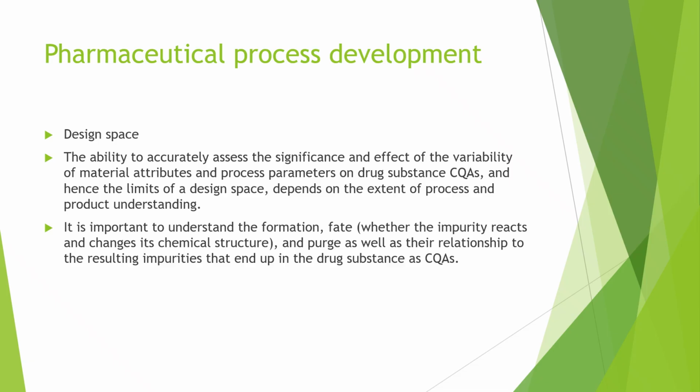It is important to understand the formation, whether the impurities react and change the chemical structure, purge, as well as the relationship to the resulting impurities at the end of the drug substance and the impact on the CQAs. Means suppose your raw material has the impurity on the higher side, or during the API manufacturing, if the impurity is there in the API itself, that same impurity can increase into your finished goods, drugs, or the drug substance.